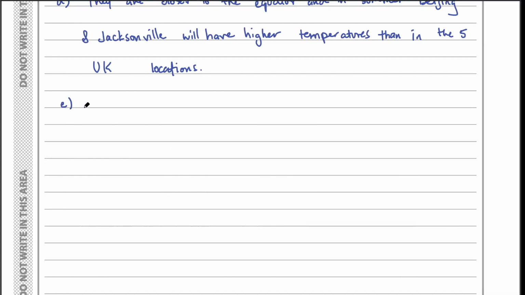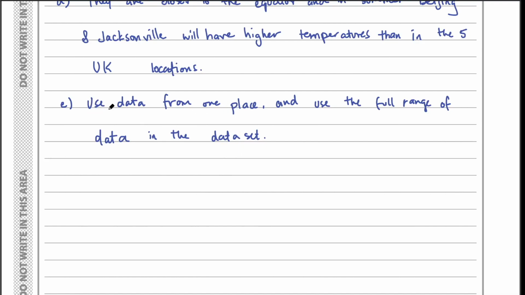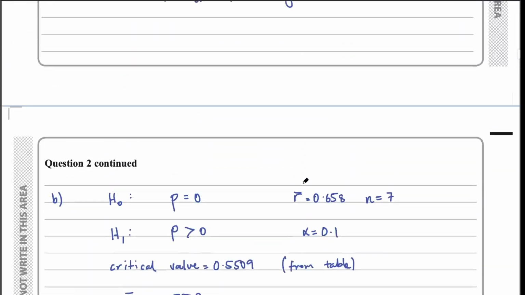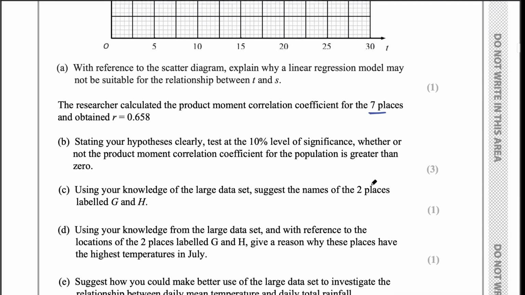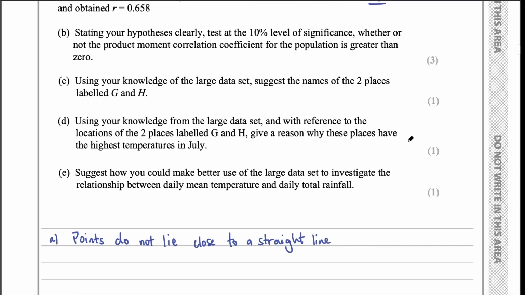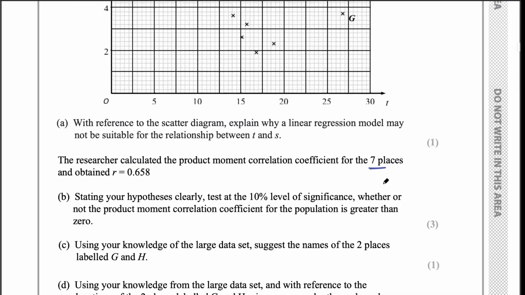Let's go ahead and state that. Use data from one place. You could also say use the full range of data in the data set. But I think that the idea of using data from one place would secure the 1 mark for part E. So that was question 2. Looking back at the marks, part A was 1 mark, part B was 3 marks, part C was 1 mark, part D was 1 mark, and part E was 1 mark.